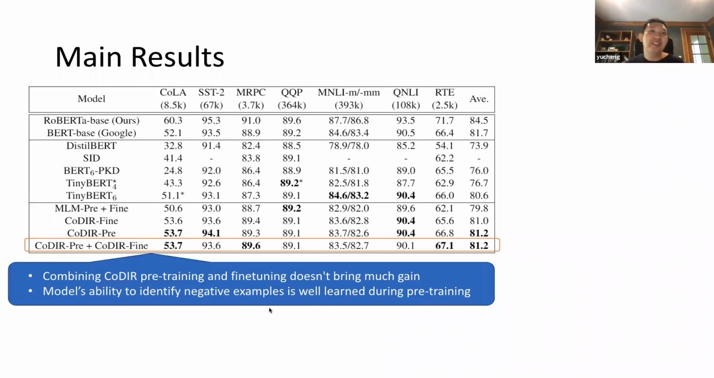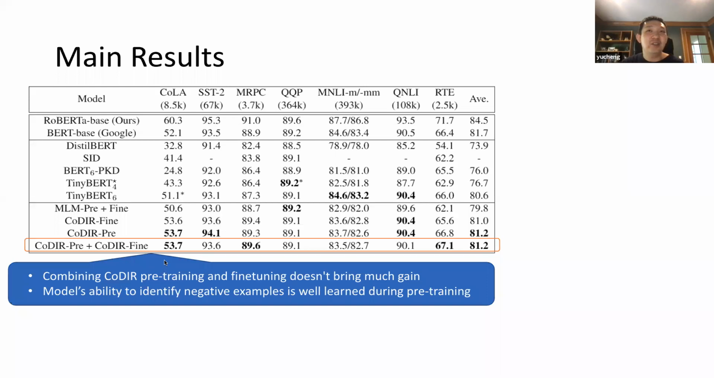You may also be curious about how to combine them together. So we did that for pre-training and fine-tuning together: you distill your models at the pre-training stage, and you do the same thing for fine-tuning. And we found that it actually does not give you much gain here.